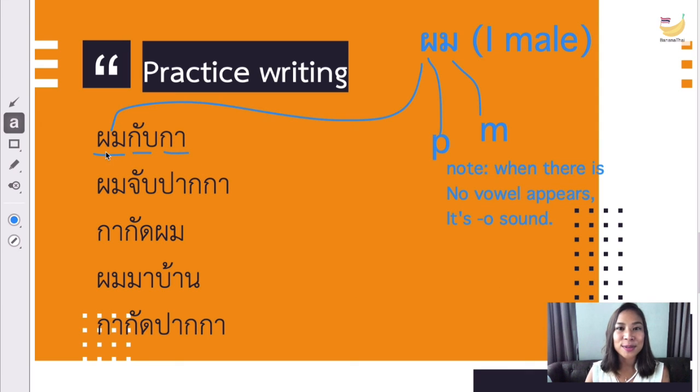So let's try to read this together. ผมกับกา. ผมจับปากกา กากัดผม. ผมมาบ้าน กากัดปาก. So practice this, and also don't forget to write down on the textbook for practice writing as well. Write and then pronounce at the same time.